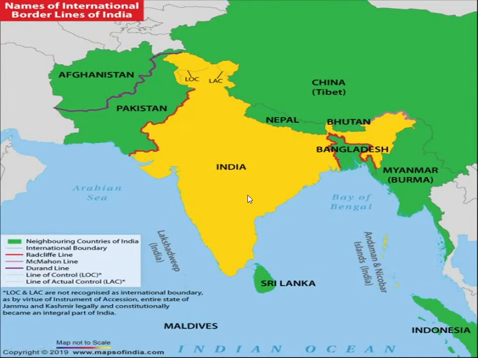So let's see the borders. You see the borders: we have the land boundary as well as coastline boundaries. We are bounded by Pakistan in the west and Afghanistan in the northwest, and we have China, Nepal and Bhutan in the north, Bangladesh and Myanmar in the east, and Sri Lanka in the south. Sri Lanka is separated by the Palk Strait, and also we have the Maldives. These are the neighboring countries of our country. So we have both land boundaries as well as ocean boundaries.